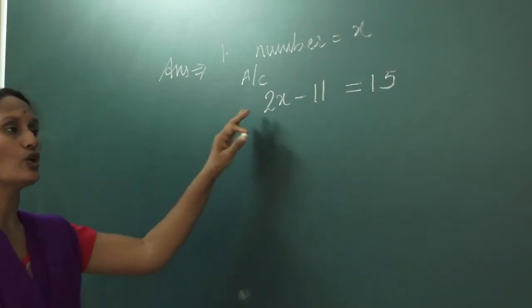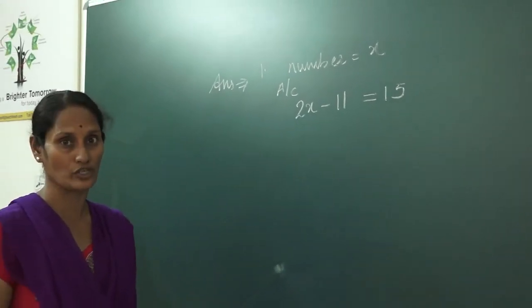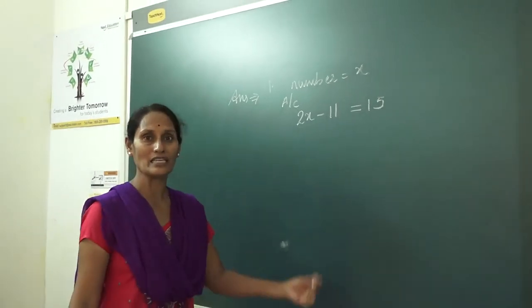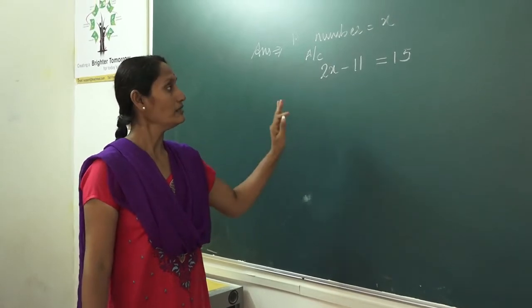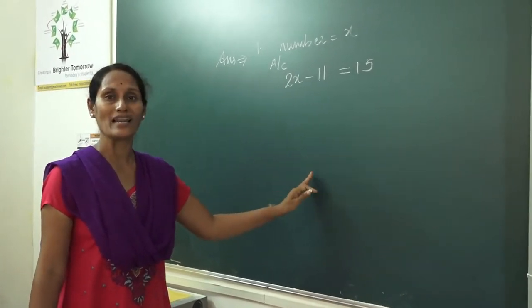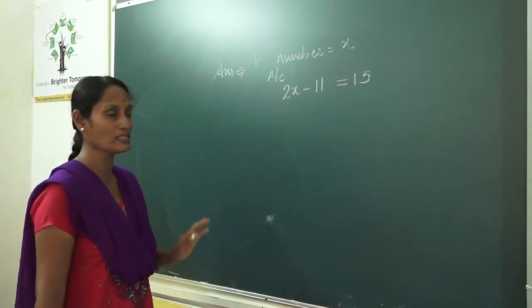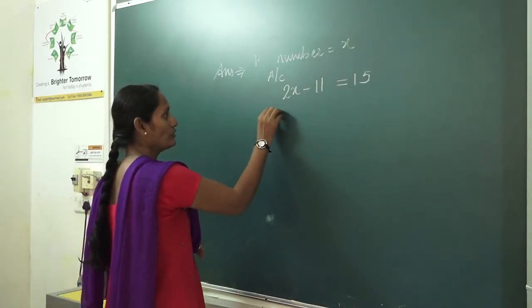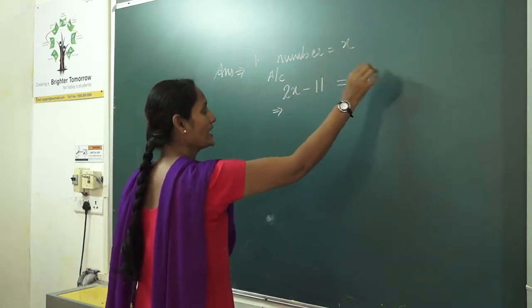Now to solve this equation you can apply any method. I am going with the transposition method. You can go with the balancing method, but don't go for the trial and error method. I am applying the transposition method. This will be my first step. Minus 11 will be transposed to that side.